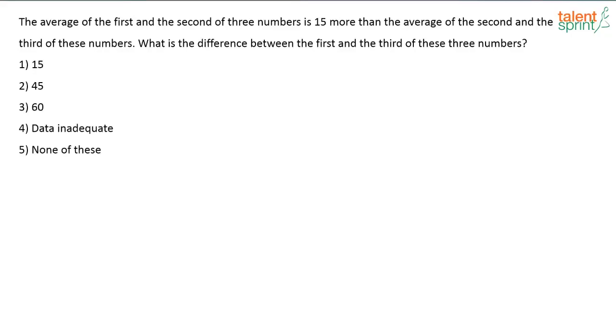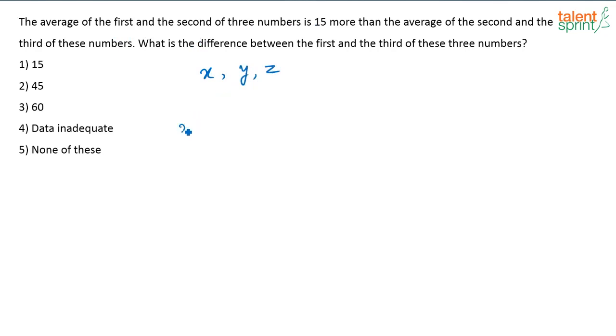This question is on averages. The average of the first and the second of three numbers is 15 more than the average of the second and the third of these numbers. What is the difference between the first and the third of these numbers? So let the numbers be x, y and z. Just write down the information given and you will get the answer.